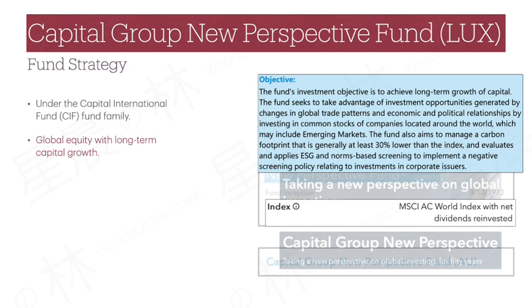The investment objective in the fact sheet has a lot of words but doesn't really mean too much. So, down to its essence, this is a global equity fund with the aim of long-term capital growth. The benchmark is the MSCI All Country World Index with net dividends reinvested. Let's see how Capital Group tries to differentiate this fund from its competitors.